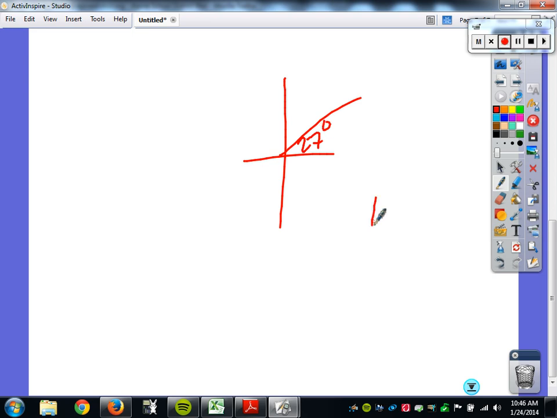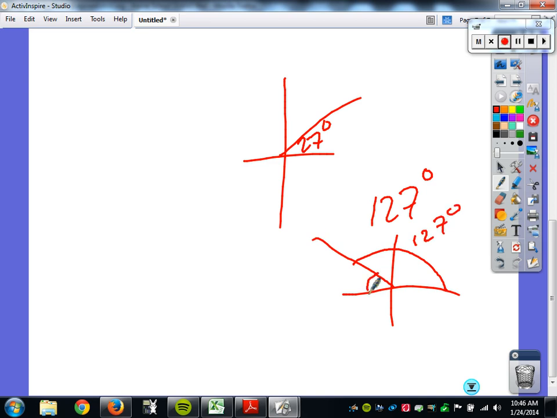Well, let's say I said 127. What is your reference angle with 127? Well, this right here is 127 degrees, right? But what's this angle? 53. That is considered your reference angle. How'd you get back to that?